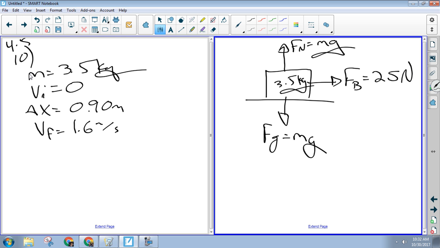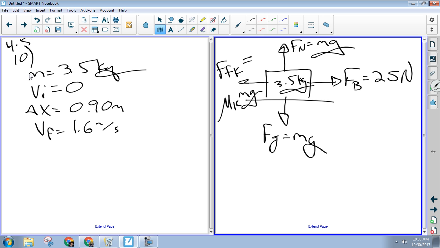And the question is asking about the coefficient of friction, which implies that there's friction. Since the book is sliding, we can automatically jump to kinetic friction. So put that in your drawing. Here's what I know about that: it's equal to my coefficient of kinetic friction times my normal force, which is mg. Good?